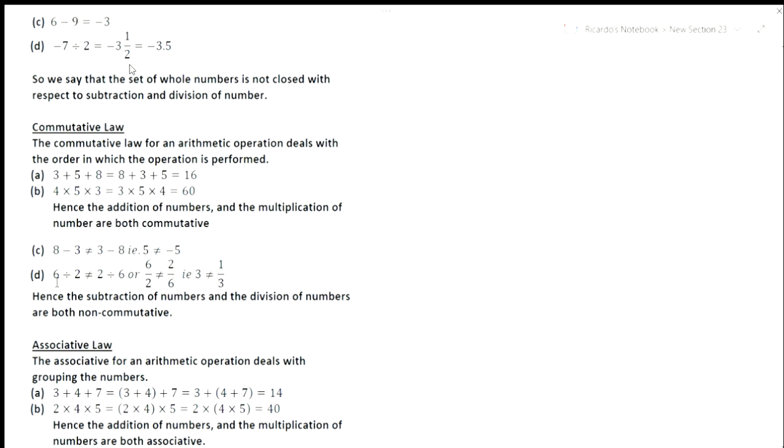6 divided by 2 is not equal to 2 divided by 6, or 6 upon 2 is not equal to 2 upon 6. If you look at the answers you get, one you will get 3, and one you will get 1 upon 3. 3 is not equal to 1 upon 3. One is a large number, one is an extremely small number. Right? Hence, the subtraction of numbers and the division of numbers are not commutative.